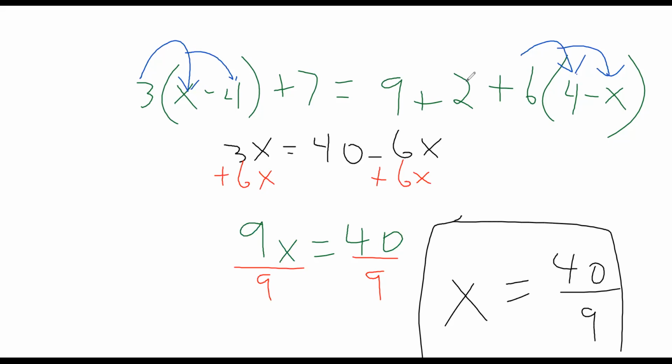Let's look at one more, because this is crucial. You have to be able to solve these one variable linear equations. It's got to be down pat. So 40 over 9 is the answer to that one. Next up, let's solve. Let me make it interesting.